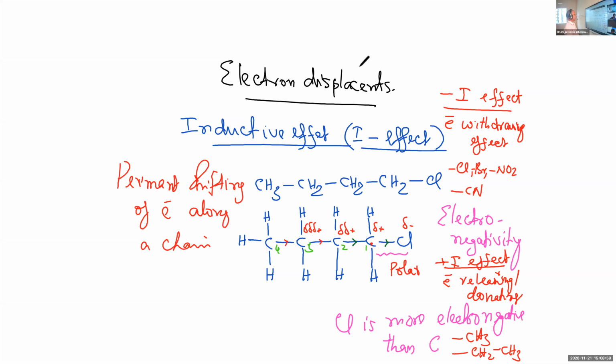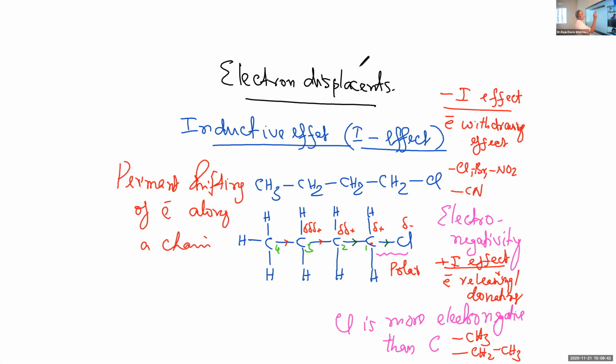The shifting vanishes because as the number of carbon atoms increases, the length of the chain increases, and the positive charge on the carbon atom diminishes. And so the shifting vanishes after 3 or 4 carbon atoms. It persists only up to a maximum of 3 carbon atoms. Beyond that, there is not much inductive effect or shifting of electrons. So that is one electron displacement effect that we have to study.